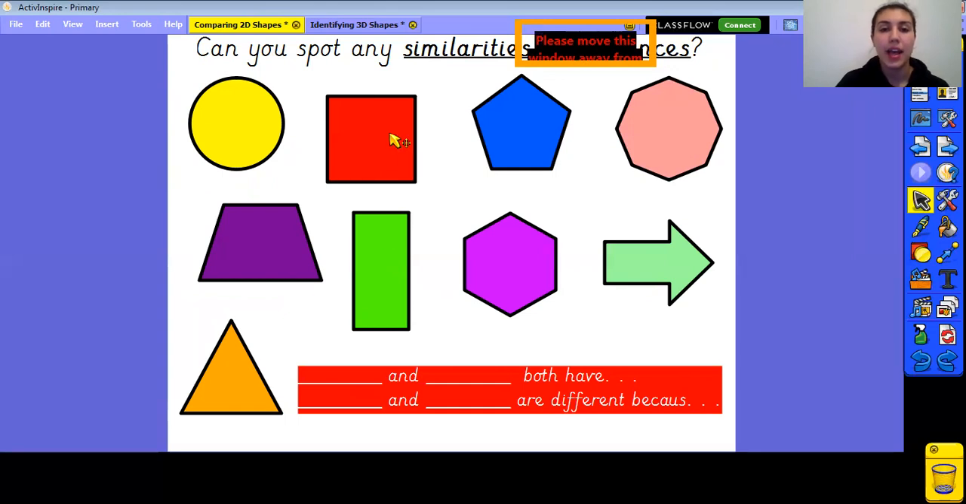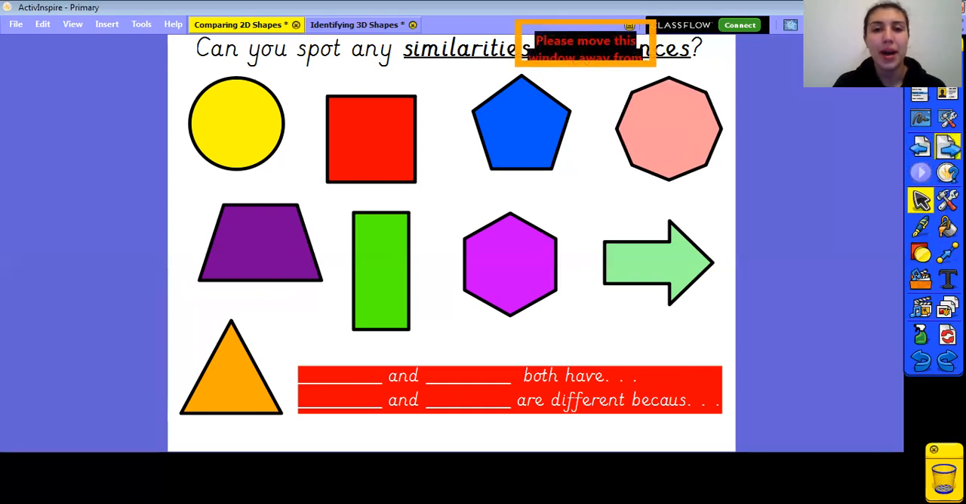I might say the square and the rectangle are different because one is regular and one is an irregular quadrilateral. So there's some of my ideas that I had. Maybe you got some similar ones and maybe you got some that I didn't even think of. If you did get any that I didn't even think of, I would love to see and hear some of the things that you said.